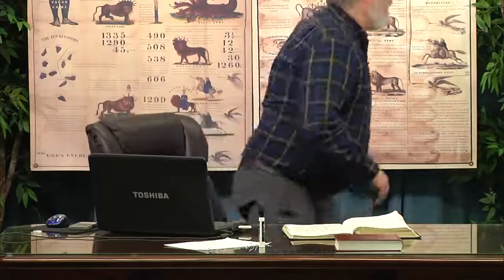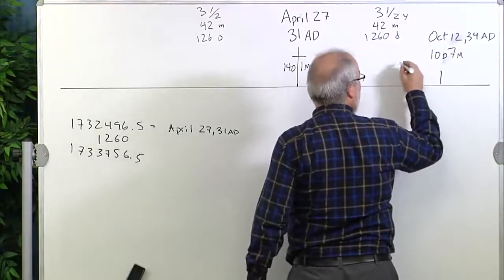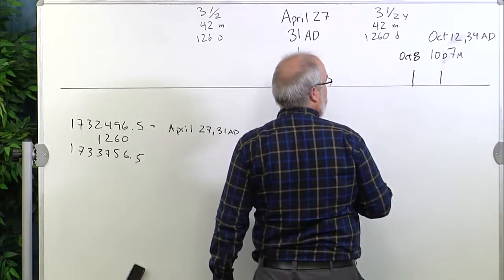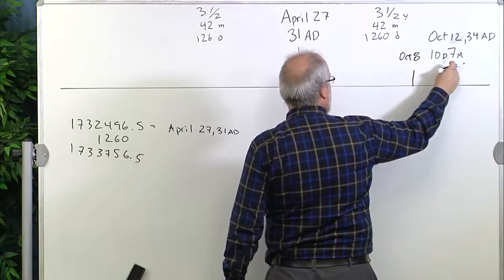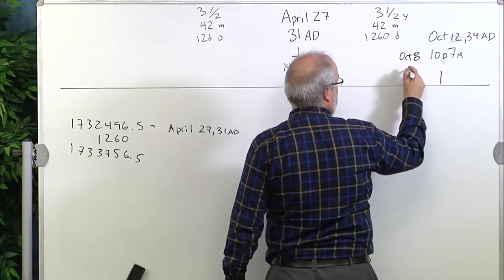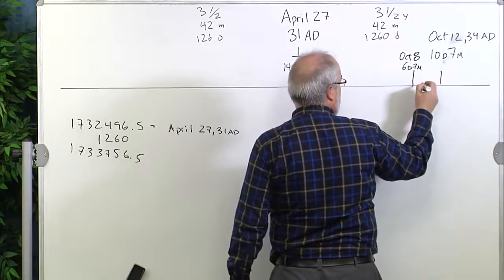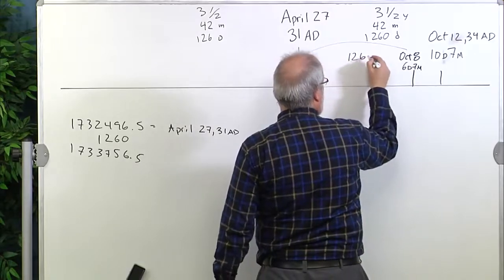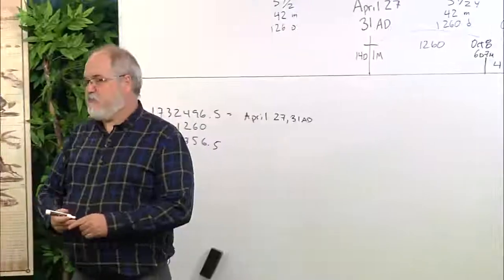Okay, so what I get is this date here, October 8th. So I don't get all the way to here. And this then would be the 6th day of the 7th month. So this is 1,260 days. And this is 4 days. So I'm 4 days short to get to the 10th day of the 7th month.